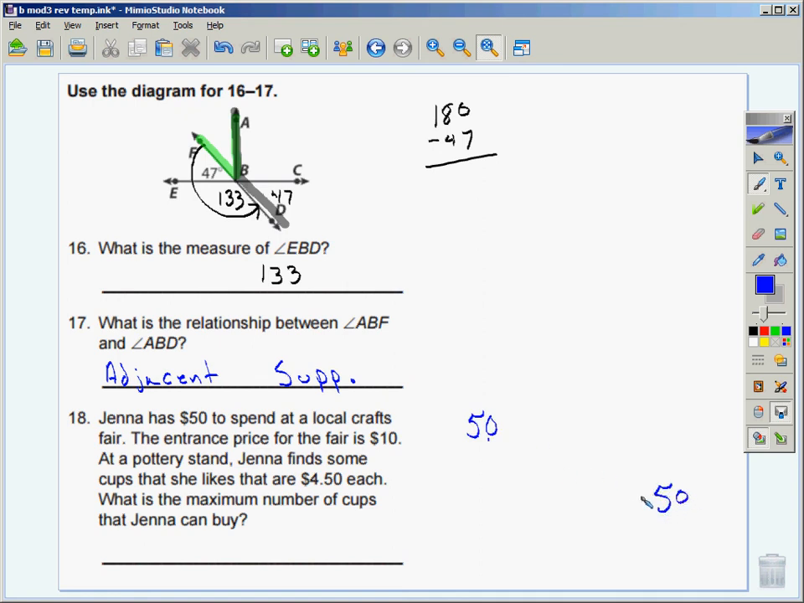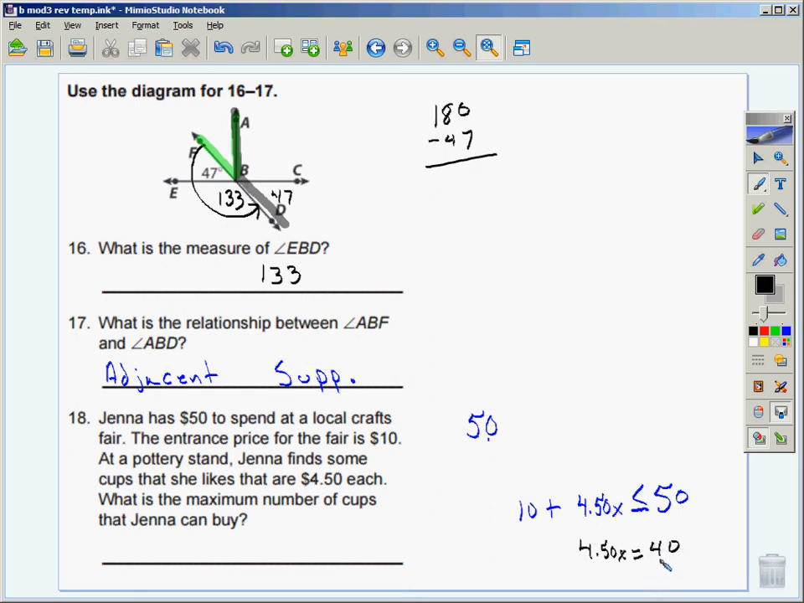Okay. So the amount of money that she could spend is what I'm going to compare it to. She has $10 to get in plus $4.50 per each one of those cups. Can she spend all of the 50? The answer is yes. Could she spend more? The answer is no, so it would have to be less than or equal to 50. I would subtract 10 from both sides. I'd have 4.50x is equal to 40.